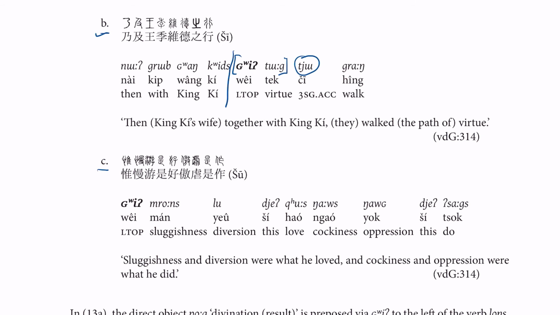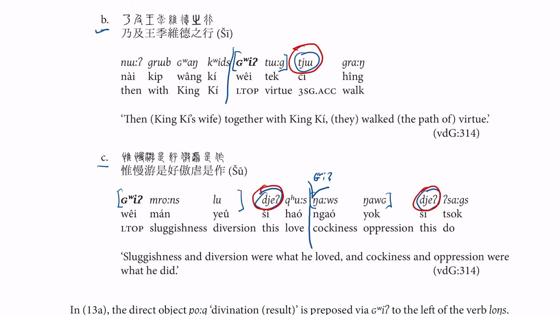Again, this sentence consists of two parts, which have the same structure. In the first half of the sentence, the topicalized constituent is sluggishness and diversion, gui mrongs lu. And in the second half of the sentence, the topicalized part is ngaus ngau. And notice that in the second half of the sentence, the topic marker gui is actually omitted, but we can fill it back. What we should pay attention to in this sentence is that there is another resumptive pronoun. It's just the demonstrative this, die. So the tu here and the die here are both resumptive pronouns when a direct object has been fronted.